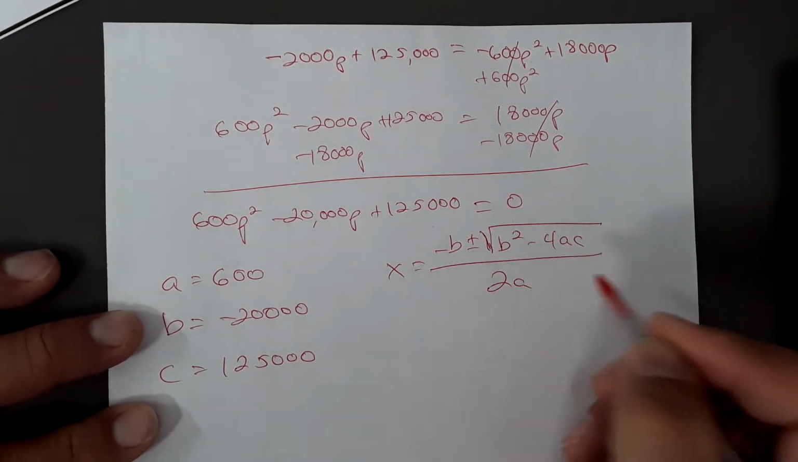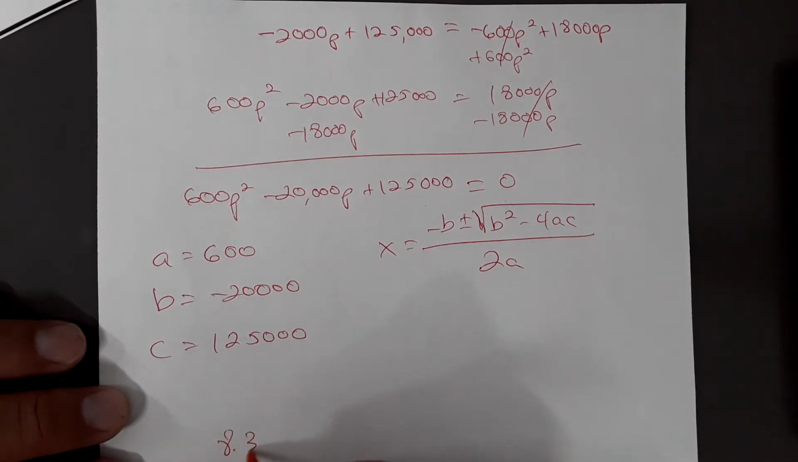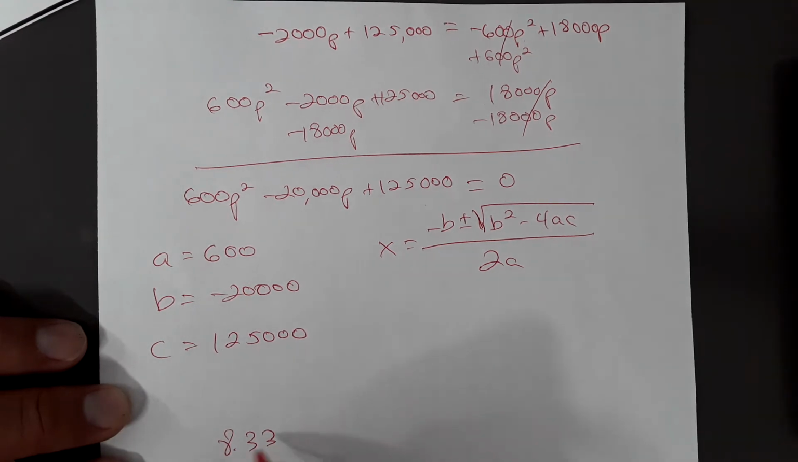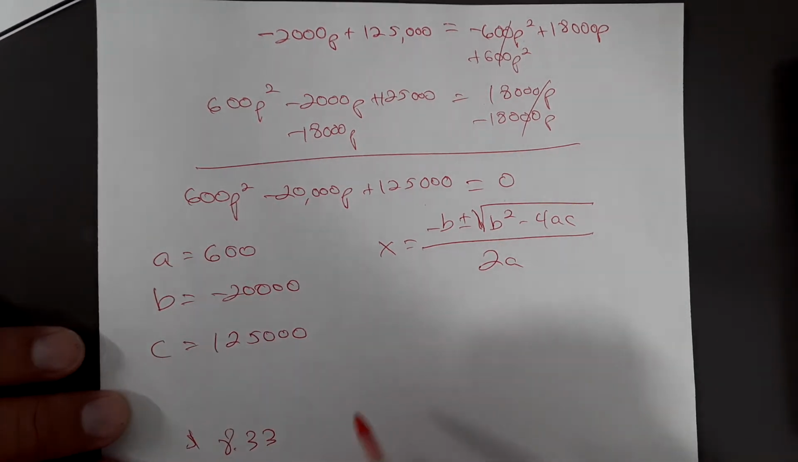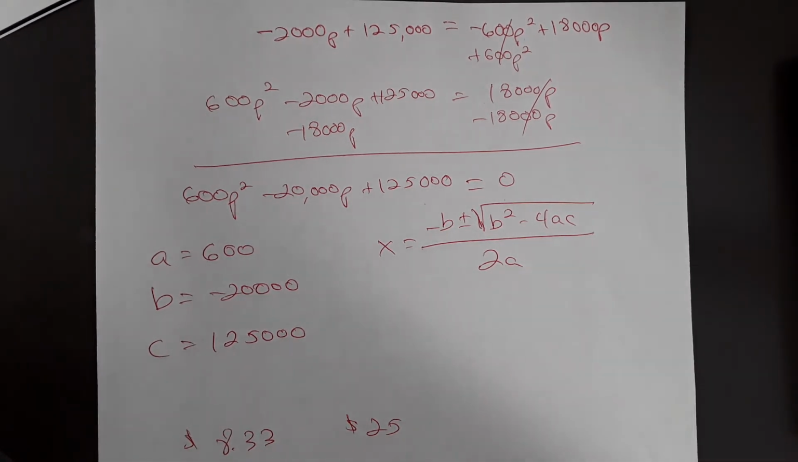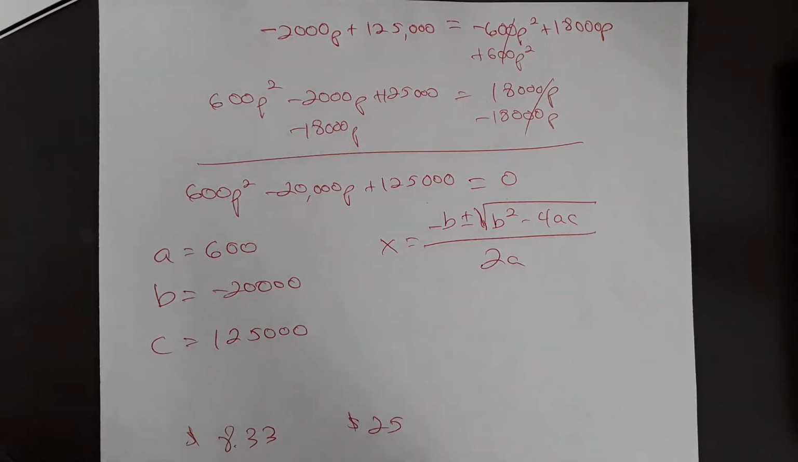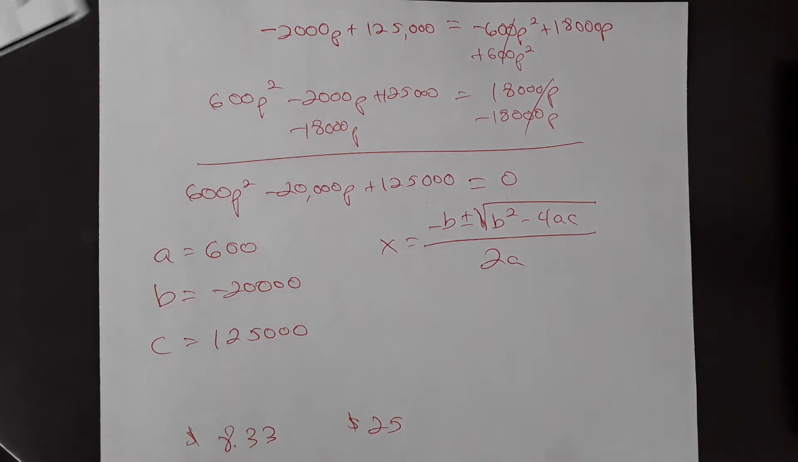And out of the essence of time, I'm not going to work this, but if you work it, you would get $8.33 as one answer. So work this problem and see if you get $8.33 as one of your break-even points, and the other break-even point or solution would be $25. Okay, so work through that, and if you get those numbers, then you can be confident that you did everything right. Okay. All right. Moving on.